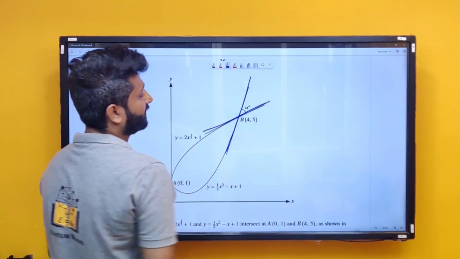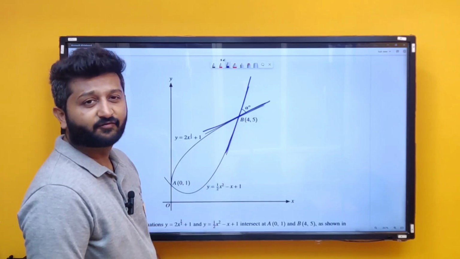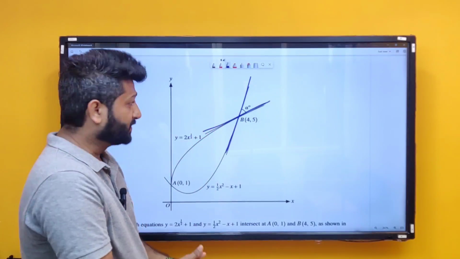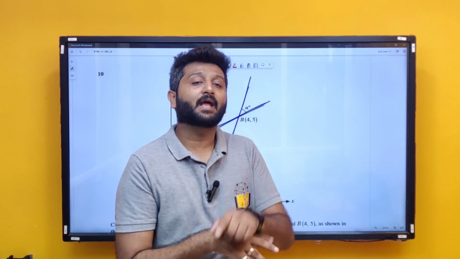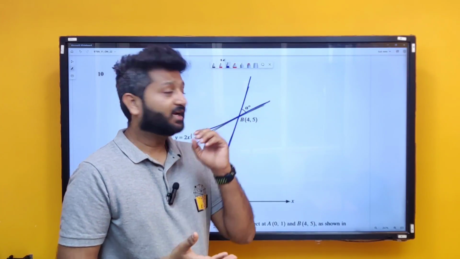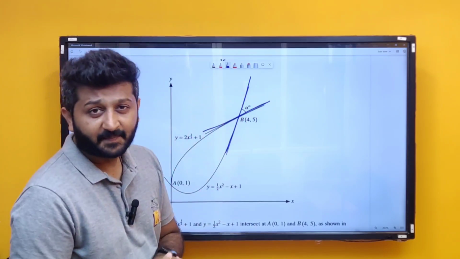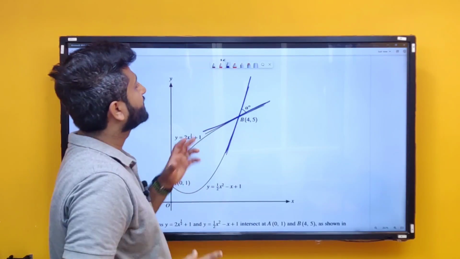This is the angle at the second tangent at this point 4,5. Now at both the values, the tangents meet and the angle formed between the tangents is alpha. We have been told to find alpha. Now this is a good question. This is a really good question.